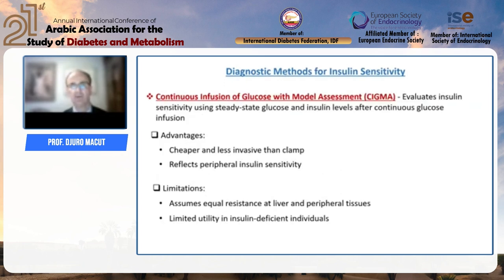The next test could be the continuous infusion of glucose with model assessment, or the CIGMA test, which evaluates insulin sensitivity using steady-state glucose and insulin levels after continuous glucose infusion. This is cheaper and less invasive than the clamp, and it also reflects peripheral insulin sensitivity. This means that we start to have more specified tests, and with some specific conditions we can separate, for instance, the assessment of central from peripheral insulin sensitivity.